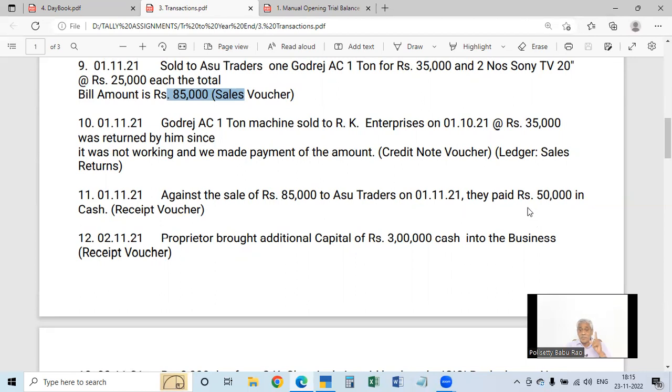means against bill number. It will ask you the 50,000 you have to pay. If there are 2 or 3 bills, then you go against whichever bill he is paying. We have to adjust against a particular bill. But here there is only one bill, so against that bill only we have to enter this.